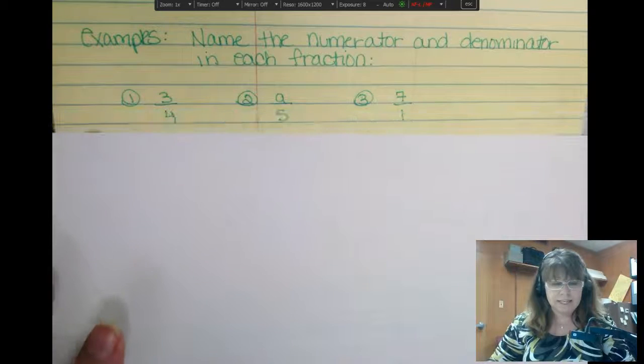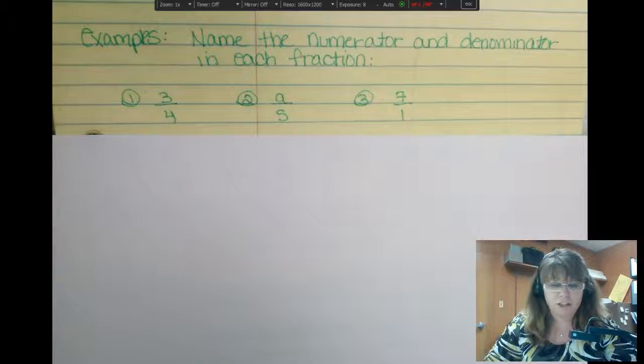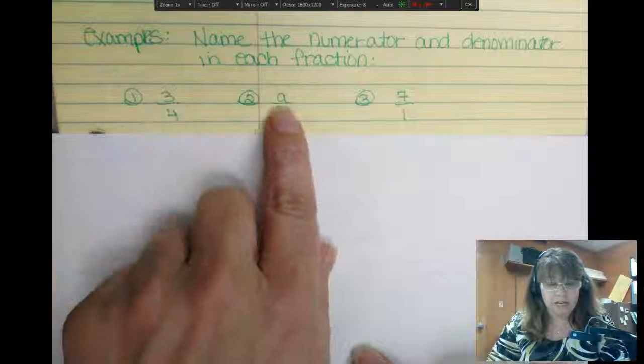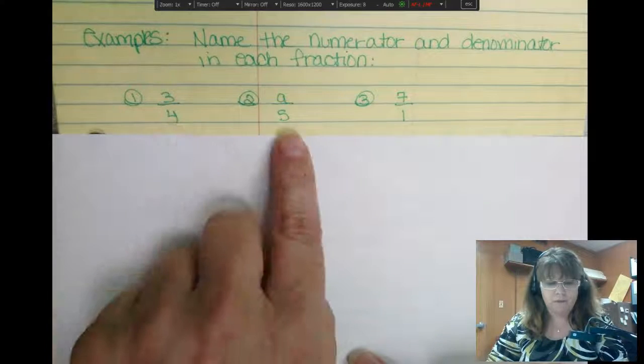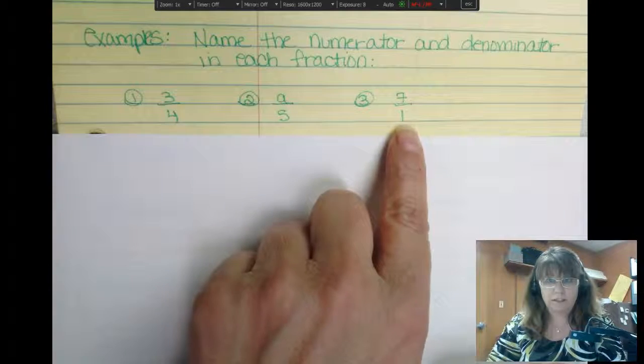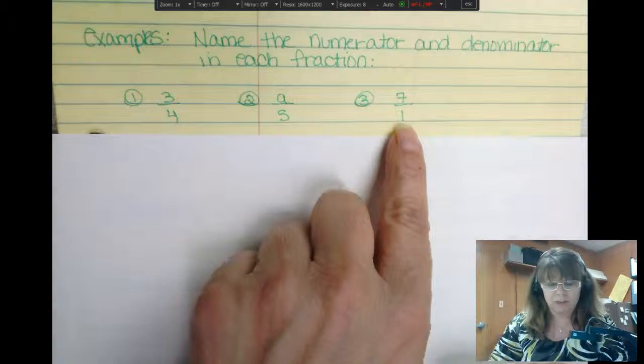So let's take this example and name the numerator and the denominator of each fraction. Let's see if you can do it. Go ahead and pause the video and give it a try. I'm going to run through them very quickly. 3, 9, and 7 are the numerators. 4, 5, and 1 are the denominators for each of the fractions.